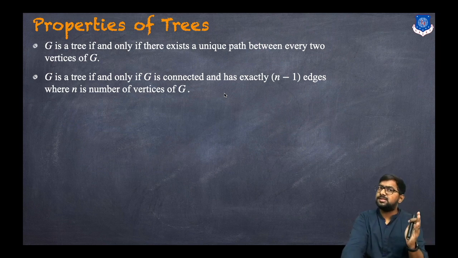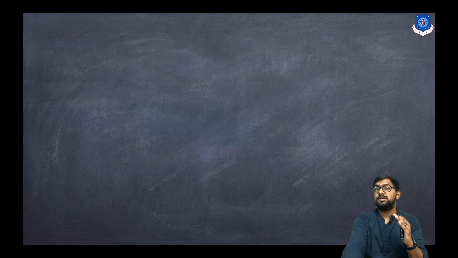Just imagine a triangle and remove one edge, so that it becomes a V-shaped graph. It is a tree. Why? Because it has 3 vertices and 3 minus 1, that is 2 edges. So it is a tree. And conversely, if it is a tree, then this holds: it is connected as well as it has n-1 edges. Okay, so this will be useful.